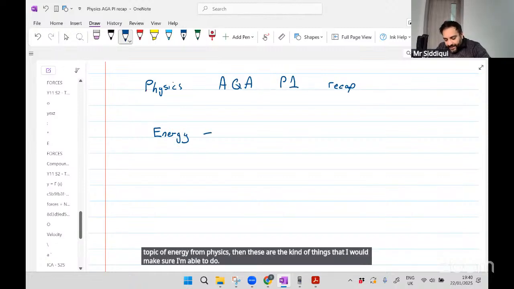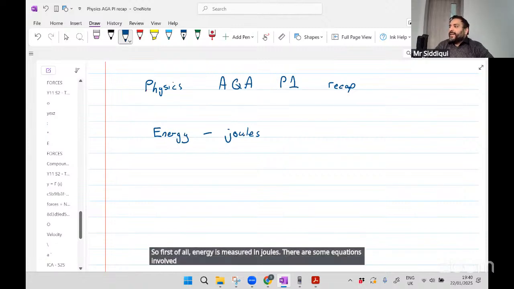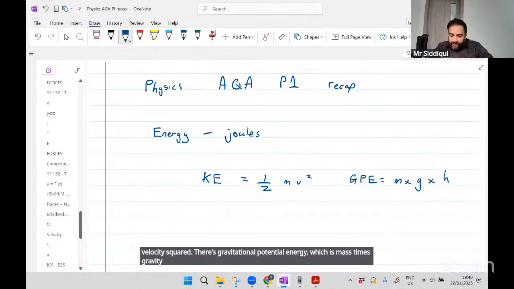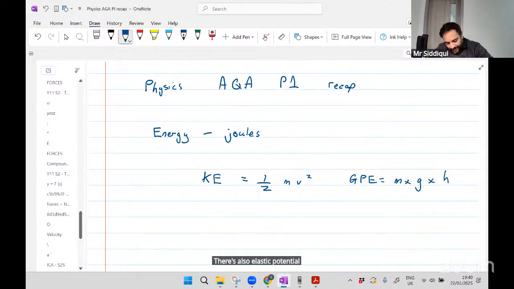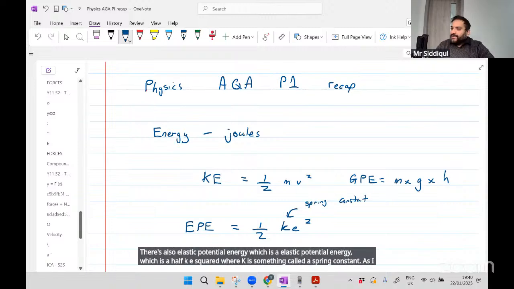So first of all, energy is measured in joules. There are some equations involved in this topic. Now, I appreciate you should get given all of the equations, but there are certain ones. Kinetic energy is a half times mass times velocity squared. There's gravitational potential energy, which is mass times gravity times height. There's also elastic potential energy, which is a half k e squared, where k is something called a spring constant. As I say, you've got these equations. You need to be able to use them, which is a separate challenge.